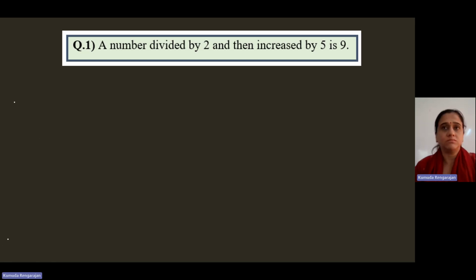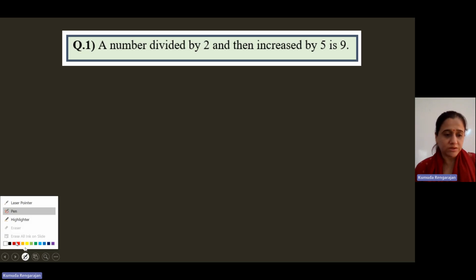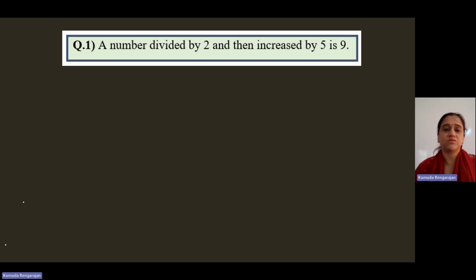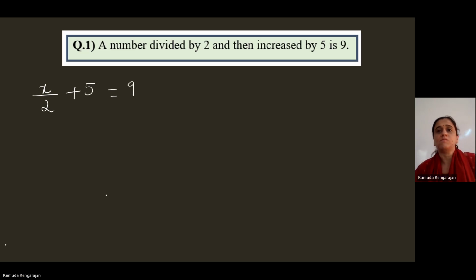Yeah, so we are now going to see the answers to the questions which you were supposed to do in the last 15 minutes of the previous class. If you have not done it, do it now. If you have already completed, check your answers. A number x divided by 2, and then increased by 5 is 9. Is this correct? Yeah.